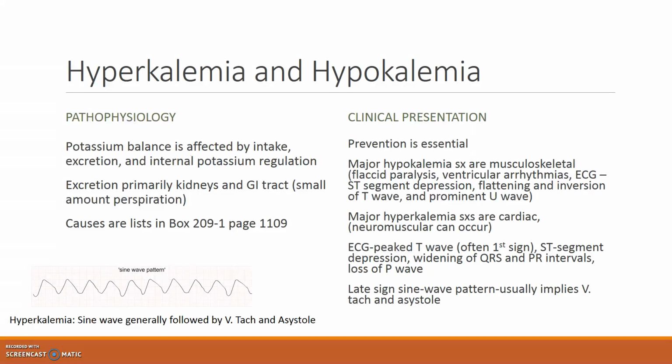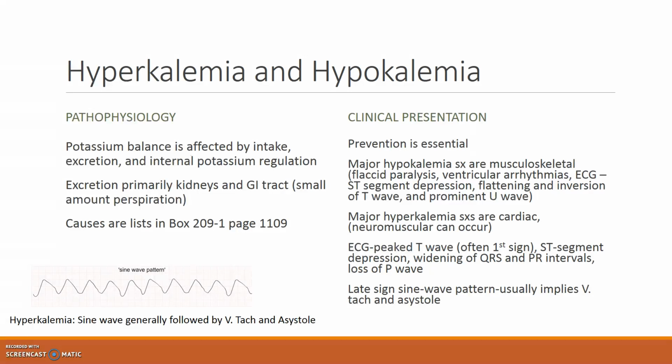Clinical presentation. The very first thing that I want to drive home is that prevention is essential. Okay, so major hypokalemia symptoms are musculoskeletal. You can see flaccid paralysis, you can see ventricular arrhythmias. Usually the ECG changes are ST segment depression, flattening and inversion of the T wave, and a prominent U wave.